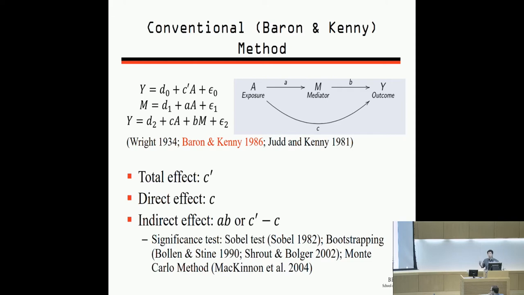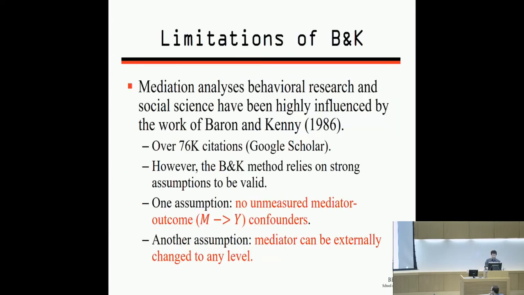Okay, so this is the traditional approach called the Baron-Kenny approach. The only challenge here is the significance test. I will not go through the details here, but this method is very simple to use. And actually, this method is being used by many, many people. So here is Google Scholar showing the citations of that paper. Up to now, this paper has been cited by more than 76,000 other papers.